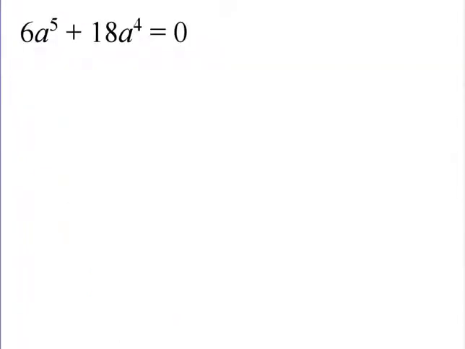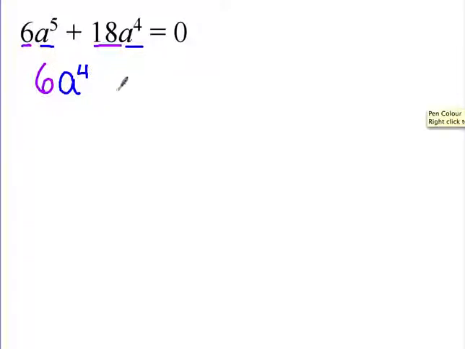Let's look at another one. Okay. 6a to the 5th plus 18a to the 4th equals 0. So first thing I'm going to look at are the 6 and the 18. What is in common with the 6 and the 18? 6. Now I'm going to look at the a to the 5th and the a to the 4th. What is in common? A to the 4th.